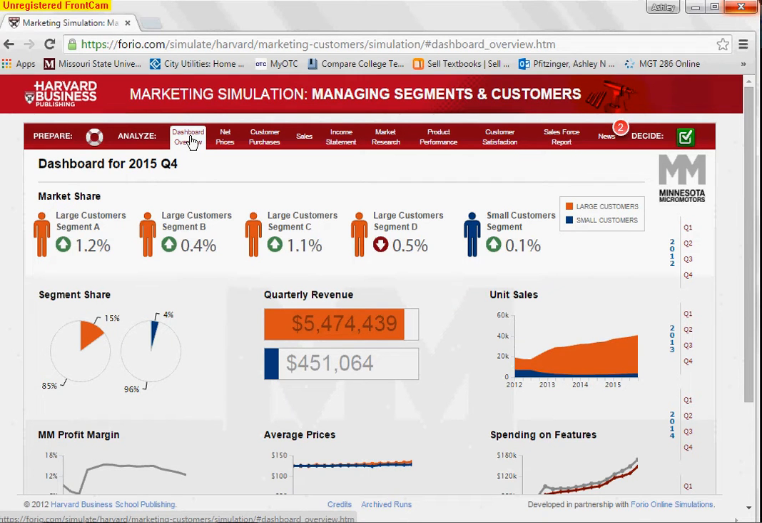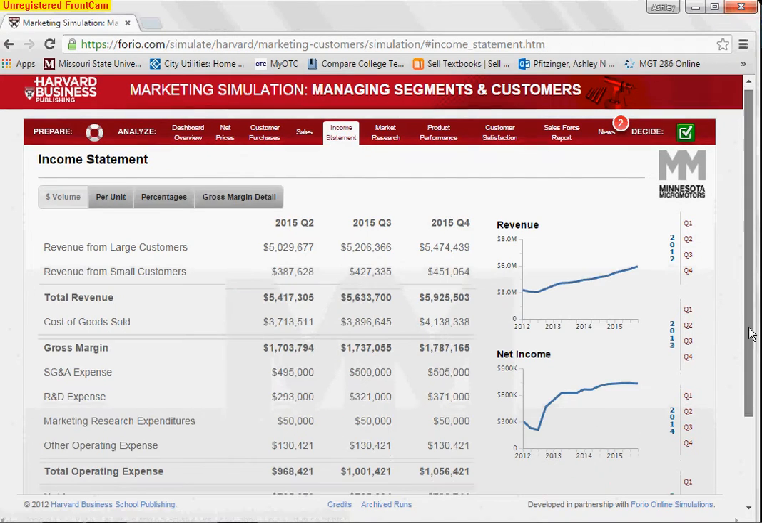Within this simulation, our goal was for us to play the role of the new Minnesota Micro Motors CEO and to reach a cumulative profit of $8 million. For this specific run, I obtained a cumulative profit of $8.6 million, as you can see in the income statement.